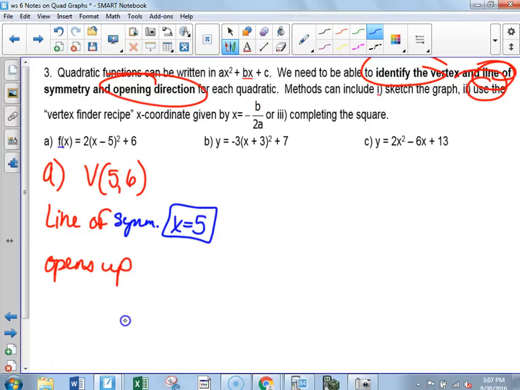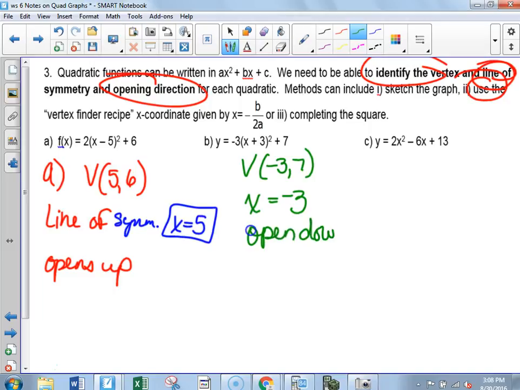But do we know what a, b, and c are in this form? I only know what a is, right? Okay. So help me with b real fast. What's the answer to b? Negative 3, 7. The axis, or the line of symmetry, or axis of symmetry. X equals negative 3. And why does it open down? Yep, negative a out here.